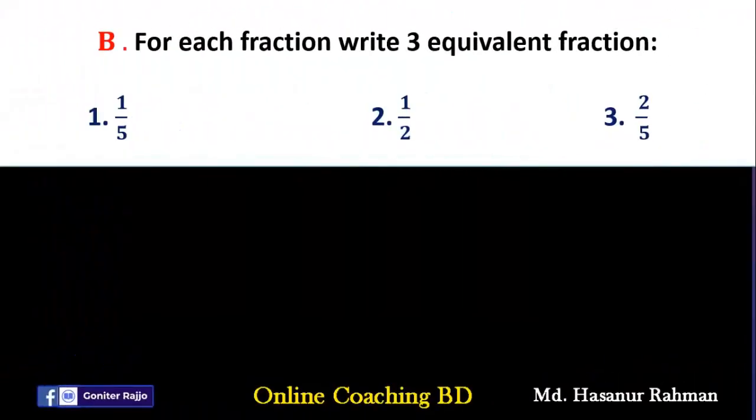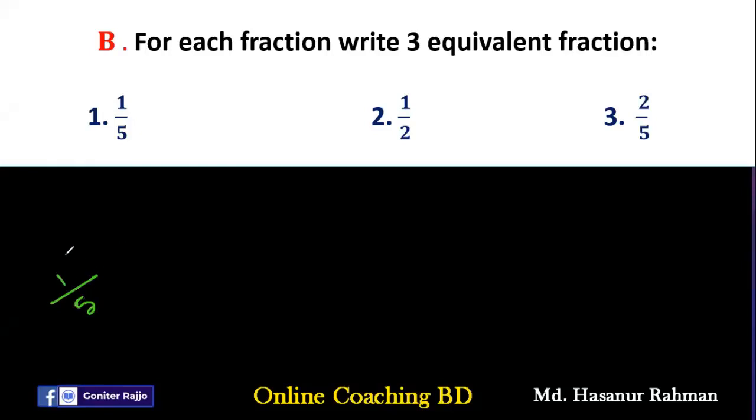Number B. Number B says, for each fraction write 3 equivalent fractions. So we have to find out equivalent fractions. Number 1, 1 by 5. So how can we find out the equivalent fraction? That is a very simple problem.